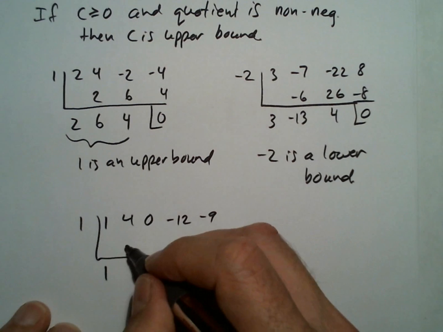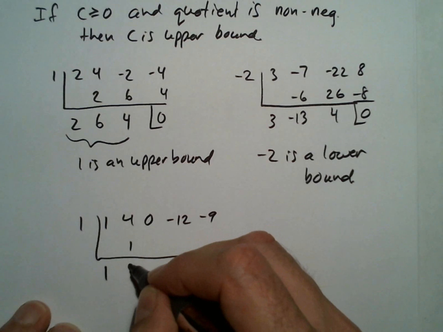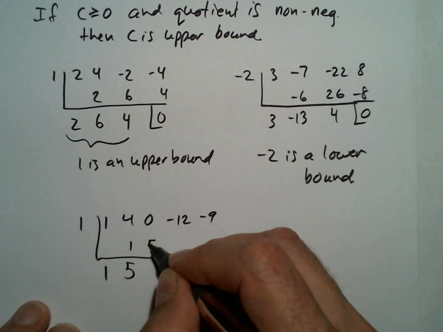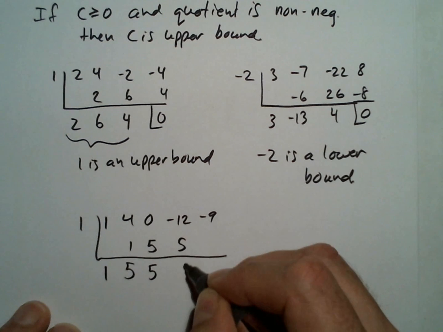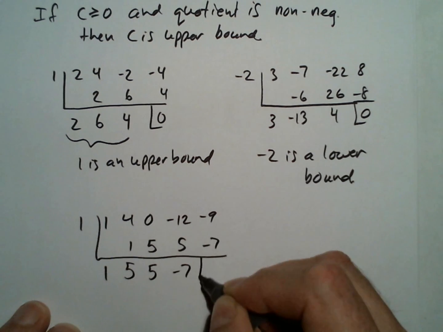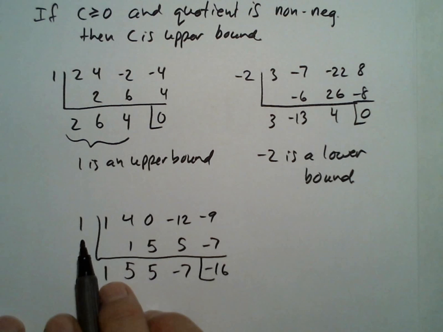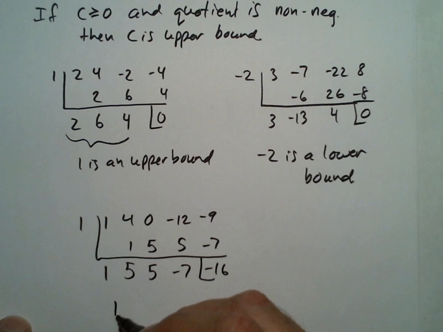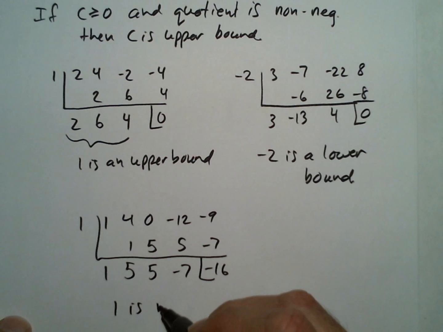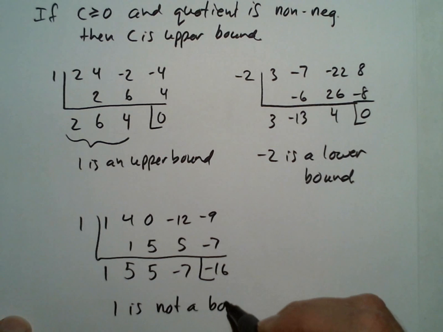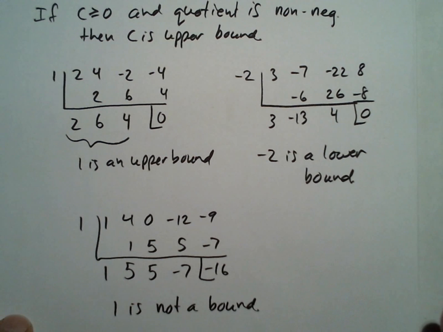Let's try this one. So 1 is not a 0, but we don't have all positive and we don't have alternating. That means we could check higher than this or lower than this. It's not an upper bound and it's not a lower bound.